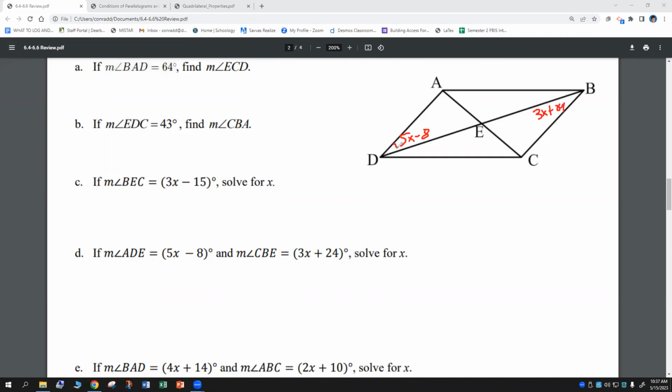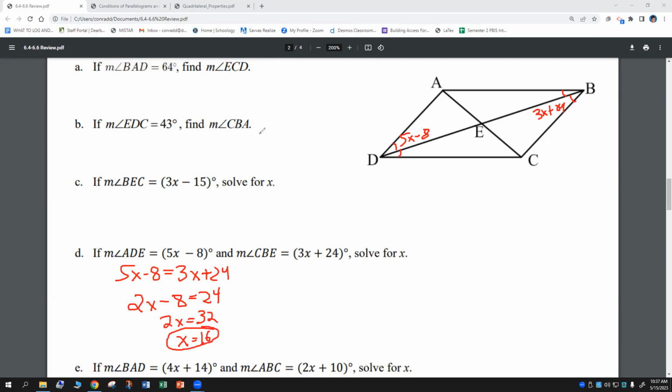Okay, in a rhombus, remember all 4 of these smaller angles here are going to be equal to each other. So we can set 5x minus 8 equal to 3x plus 24. And we can solve for x. So that's going to be 2x. We subtract 3x from both sides. We add 8 to both sides. We divide by 2 on both sides. And we get x equals 16.